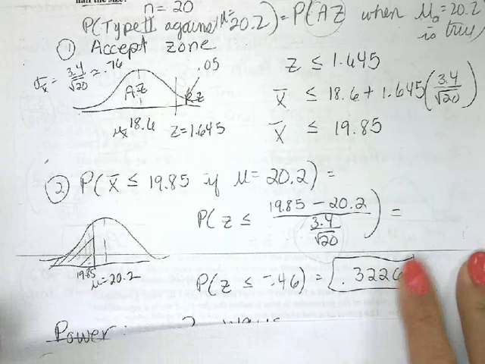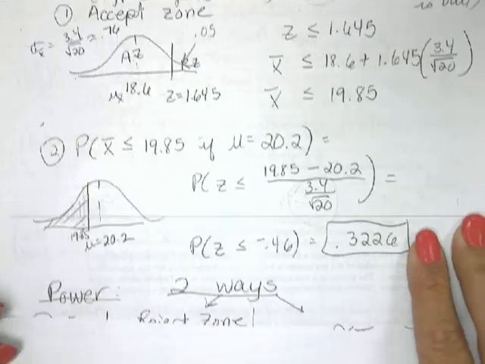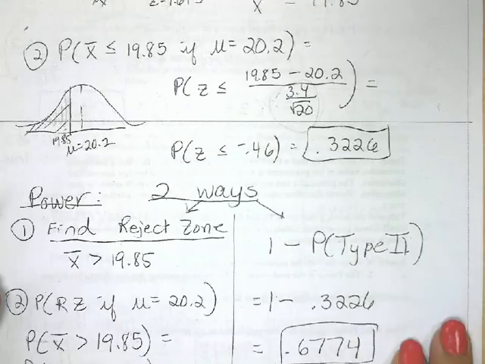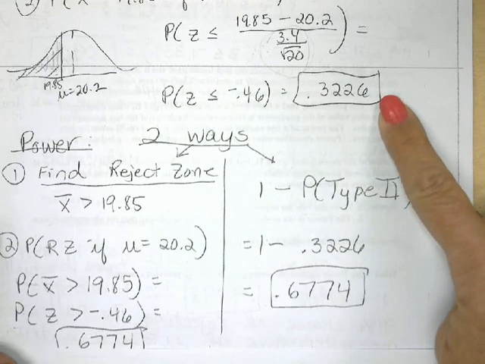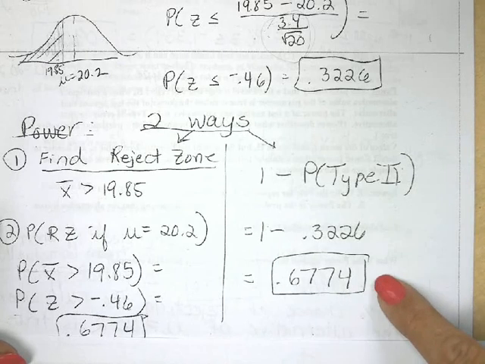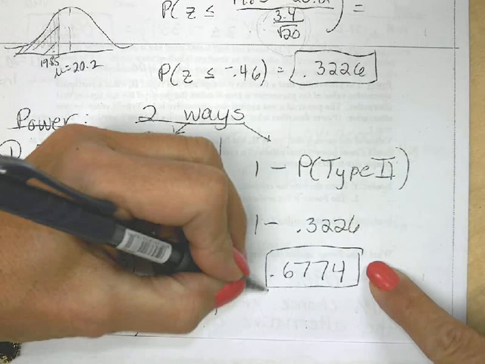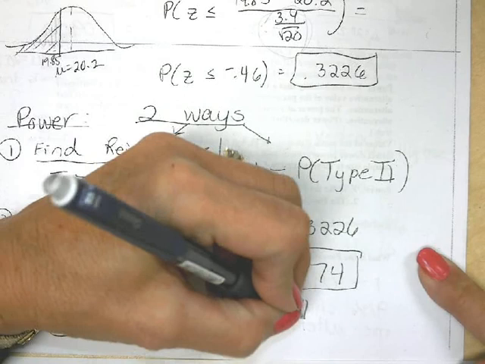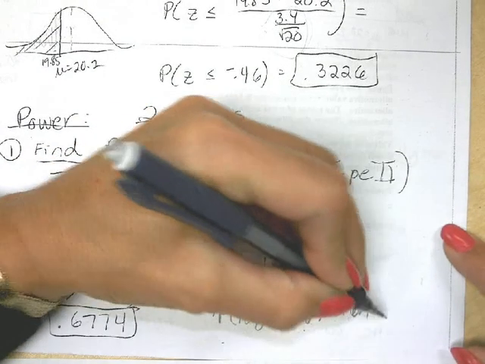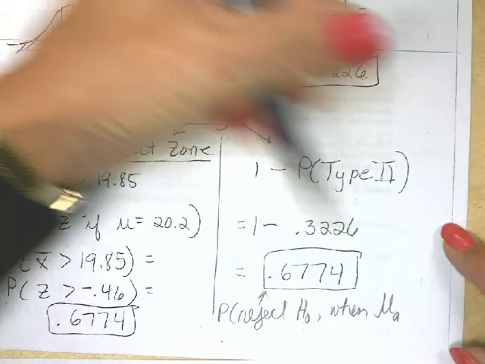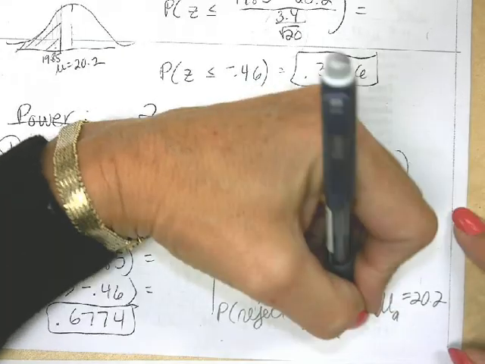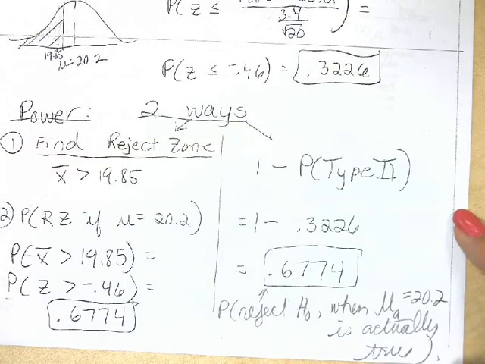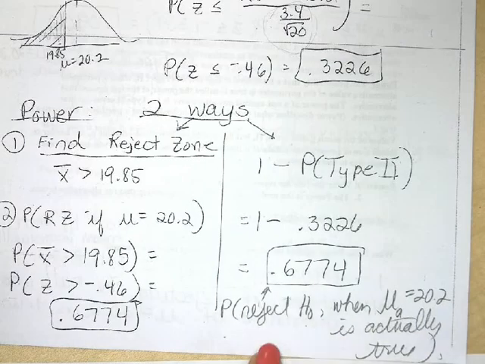Now, what is my power? My power I can calculate two ways. First of all, I can just subtract. Take the answer I got here, 1 minus that, we'll find that I have a 67 or 68% power. And remember that this is the likelihood, probability that I will reject the null when the mean of 20.2 is actually true. And that's the easiest way.